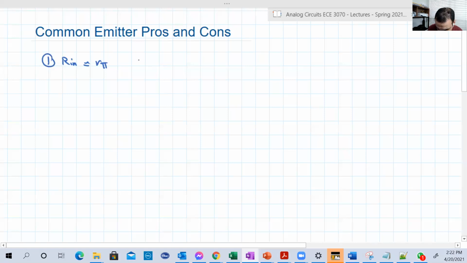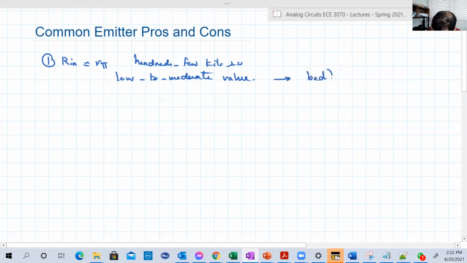And R pi is from hundreds to few kilo ohms. It's low to moderate resistance or value. And that's bad. That's one of the disadvantages of common emitter. It has relatively, we can say, low resistance. So that's a disadvantage. It's bad.